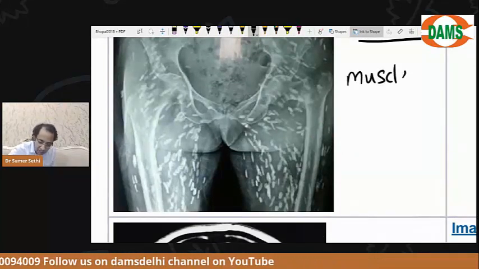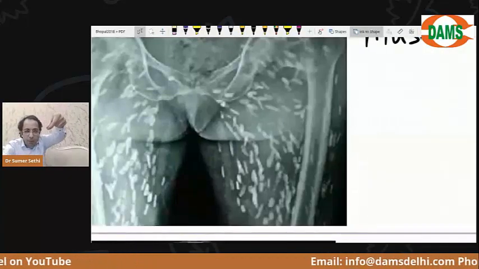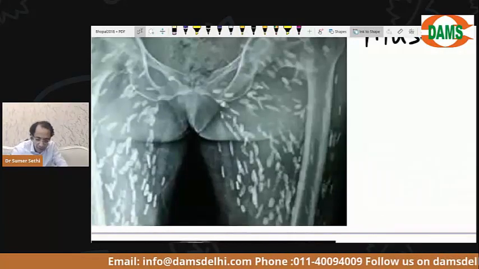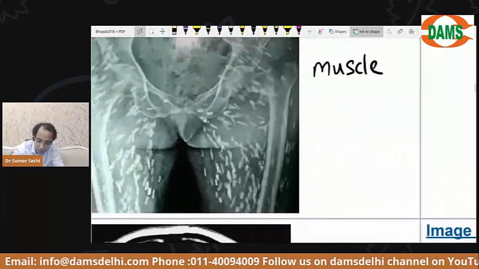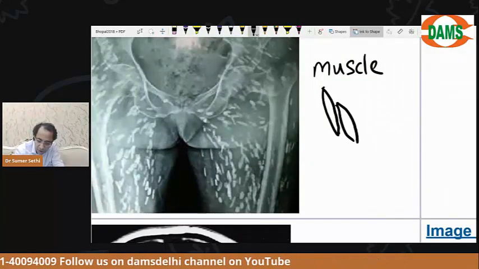And if you note the calcification, it is oriented along the axis of the muscle fibers. Now in the muscle you have spindle-like cells like this. The muscle has spindle-like cells.